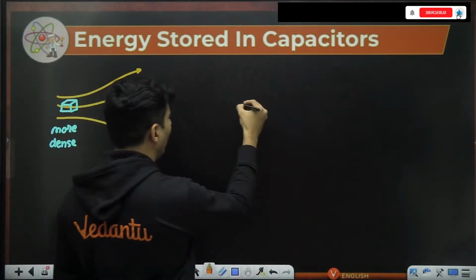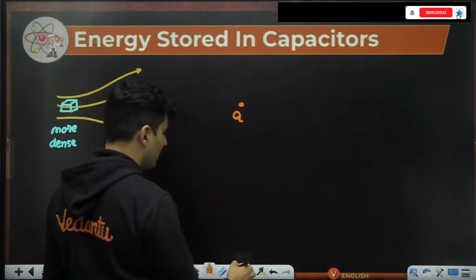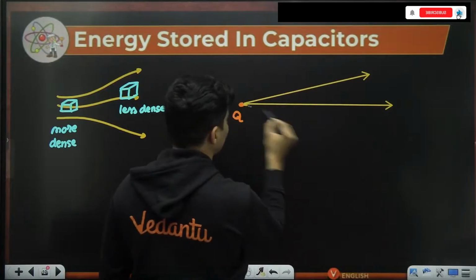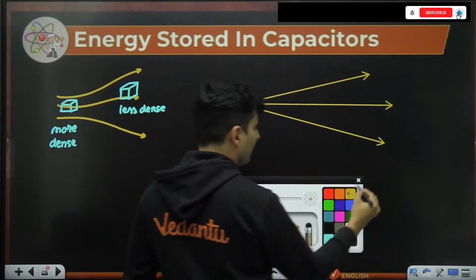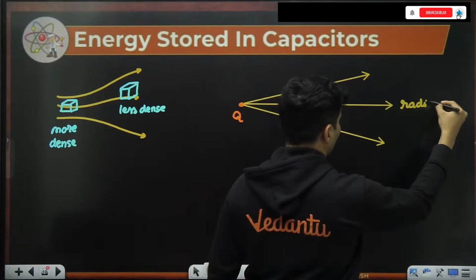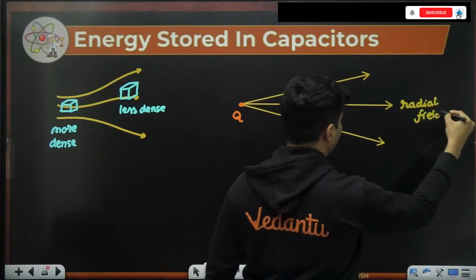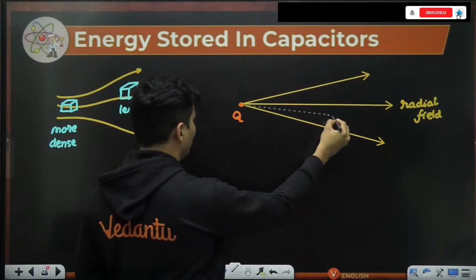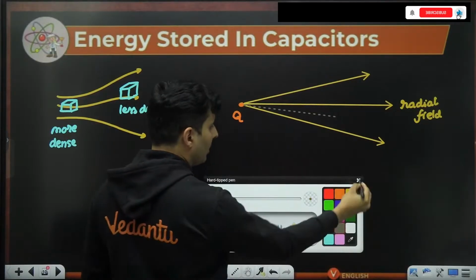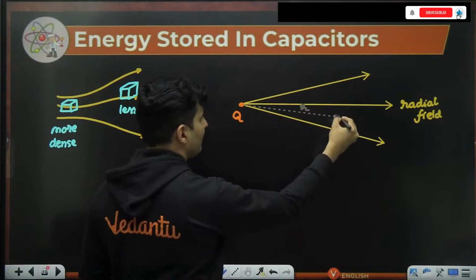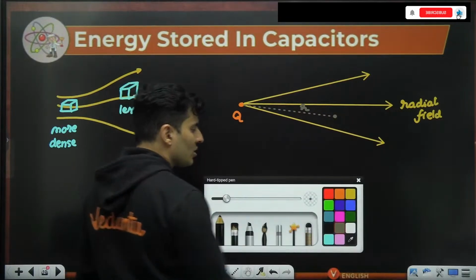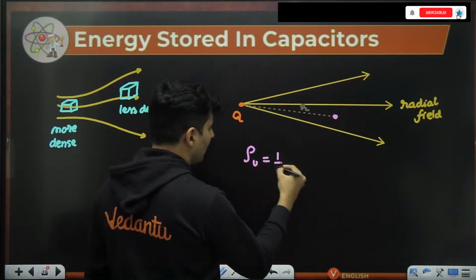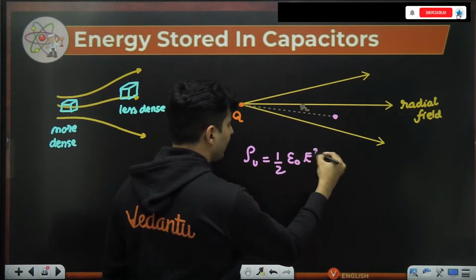In fact, if you take a point charge, I know the electric field due to it will be radially outwards like this. So you will get a radial electric field. And let's say somebody decides, okay, I'm at some particular distance r from it. So at this point, how much is the energy density? Well, at this particular point, if you calculate the energy density, it is half epsilon naught electric field square.